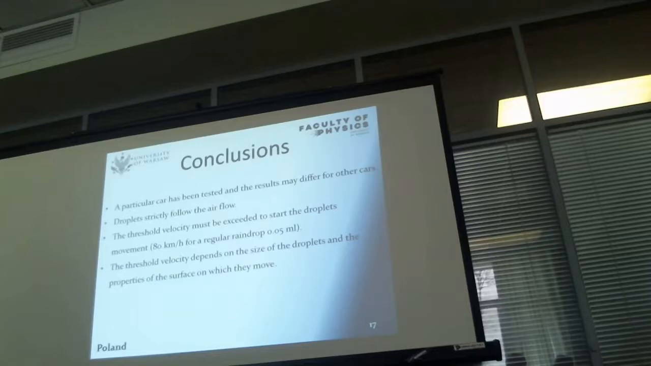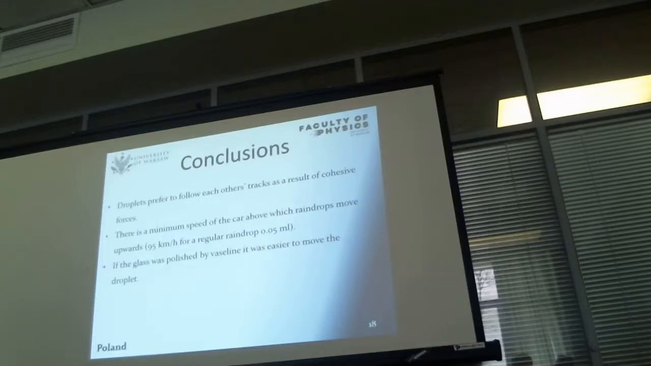And yes, droplets strictly follow the airflow, which we observed with ribbons, and the threshold velocity must be exceeded to start the droplet movement. And the threshold velocity depends on the size of the droplets and the properties of the surface, hydrophobic properties of the surface on which they move. Also, as a result of cohesive forces, droplets prefer to follow each other's tracks. There is also a minimum speed above which raindrops were moving upward. If the glass was polished with Vaseline, it was easier to start moving the droplet.